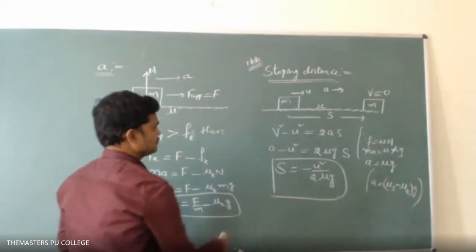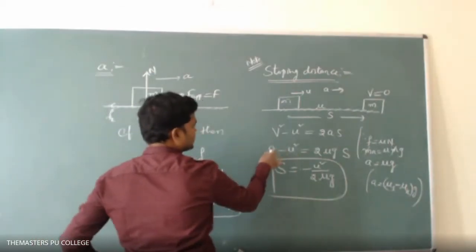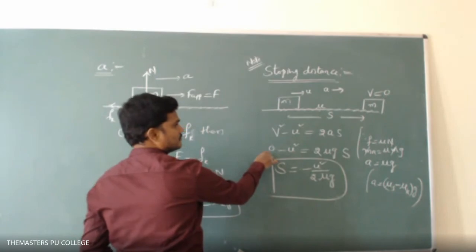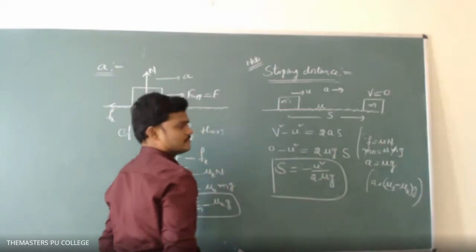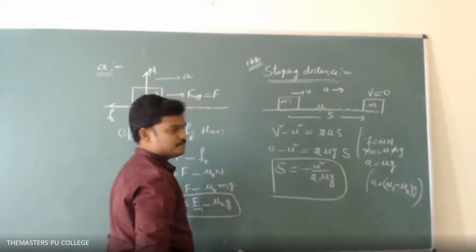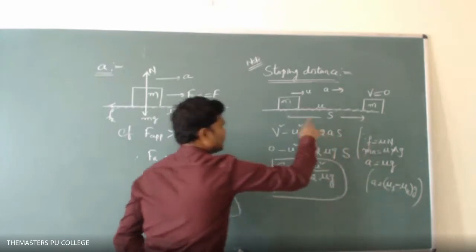Sir, explain once more, sir. Which one? See, v square is 0 now. Yes, sir. U square is here. A I have written as mu g. Okay, you are feeling a as retardation?